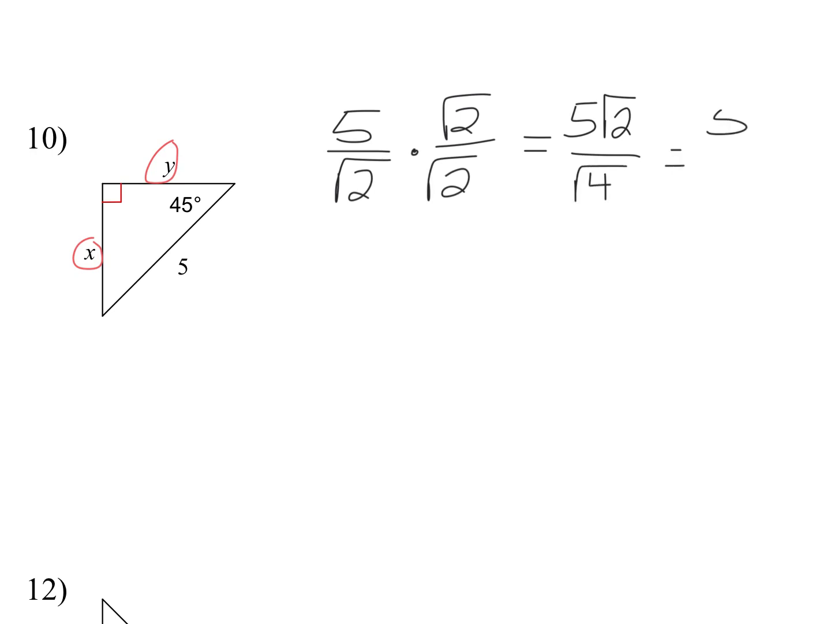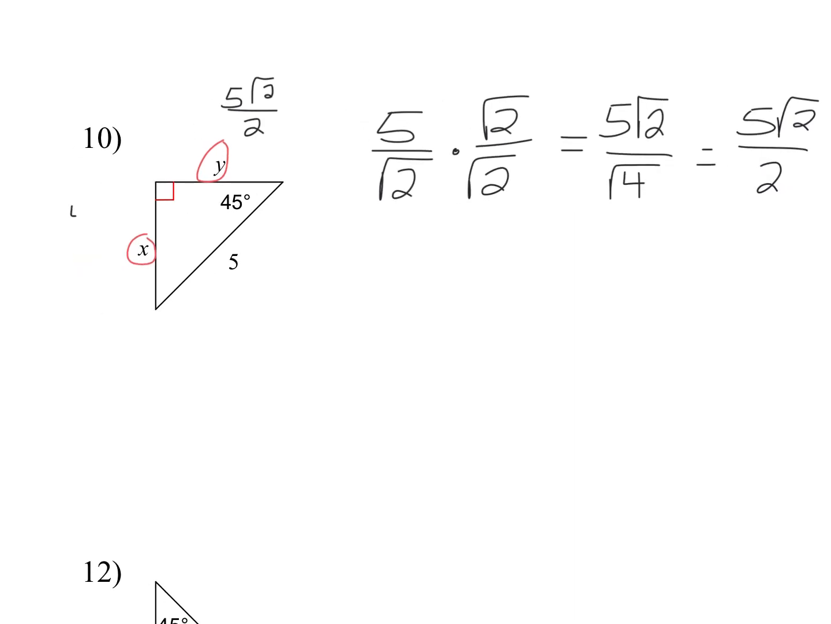Okay, my top stays the same. What does my bottom turn into? 2. Now let me ask, can I cancel out that square root of 2 and 2? No, why not? Because they're not both radicals. Good. So what did that just give us? The leg. That gave us the leg, and what do we know about the other one? They're the same. Good.